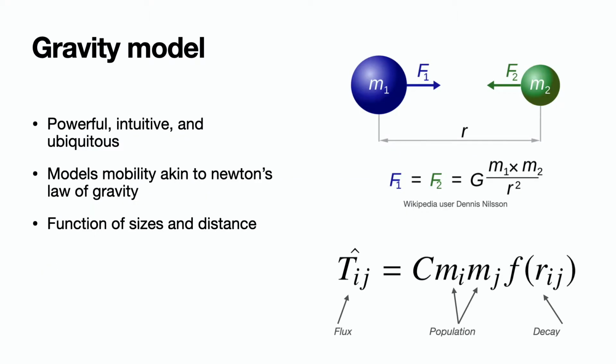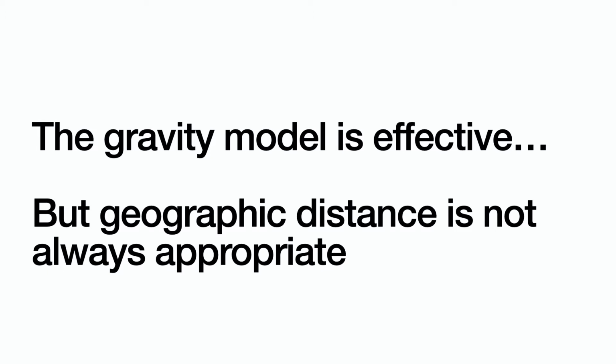For studying mobility, gravity models have been used as a fundamental tool, and it is a very powerful, intuitive tool which is motivated from Newton's law of gravity. In the gravity model, flux between location i and j, Tij, is proportional to the size of population of i and j, which is mi and mj, and decaying with the distance between two places. We can use any kind of distance measure for Rij, while geographical distance is a popular choice. So the gravity model is effective, but geographical distance is not always appropriate.